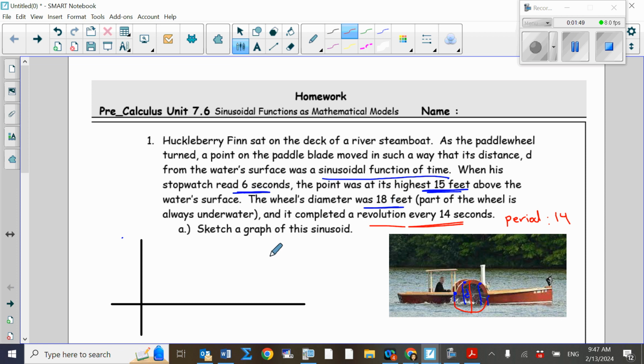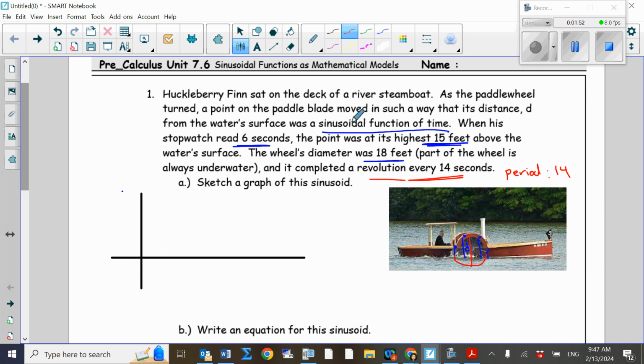Now we're going to sketch a graph of the function. So we know because distance is a sinusoidal function of time, the y-axis represents d, or distance, which is in feet, and the x-axis represents time, t, which is in seconds. So this is what we know about our coordinate plane. When the stopwatch reads 6 seconds, so when time is 6, the distance is 15, which is the highest point. So here is the first point, 6 and 15.